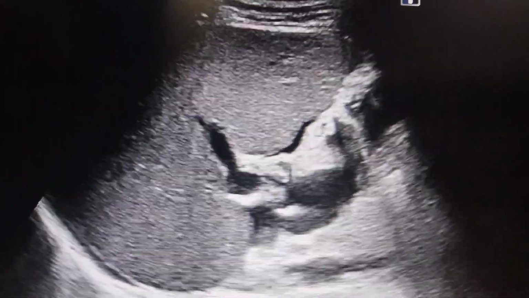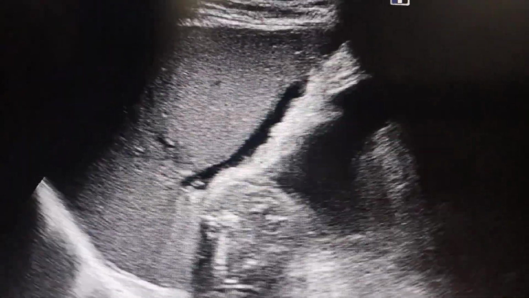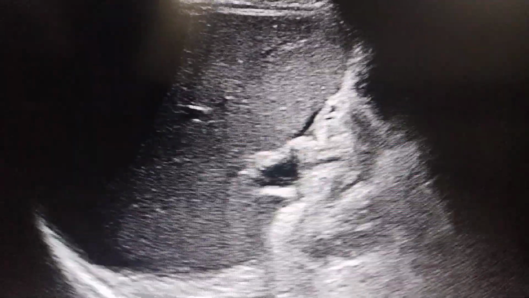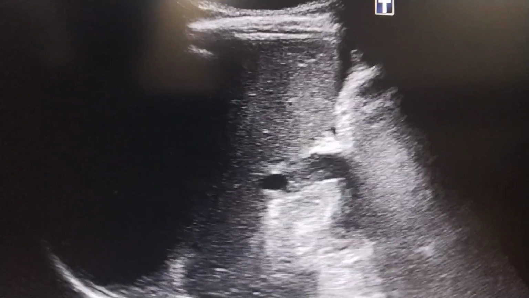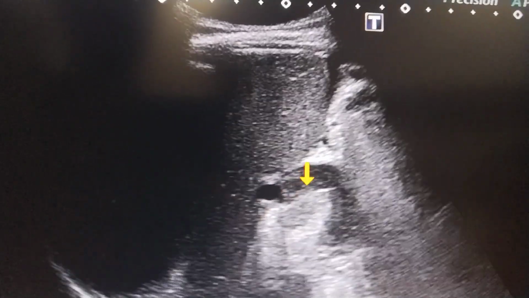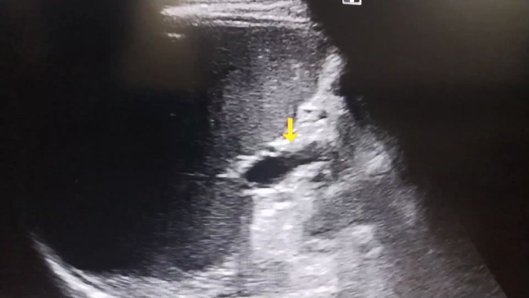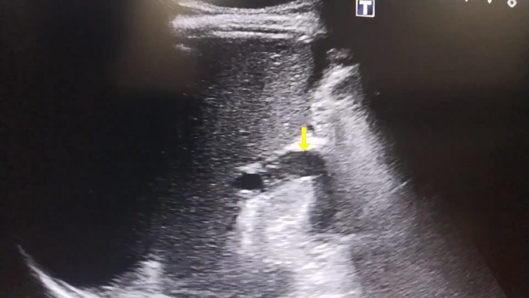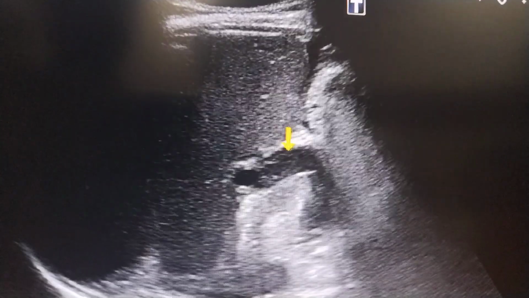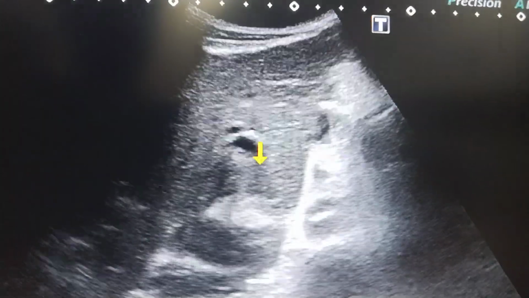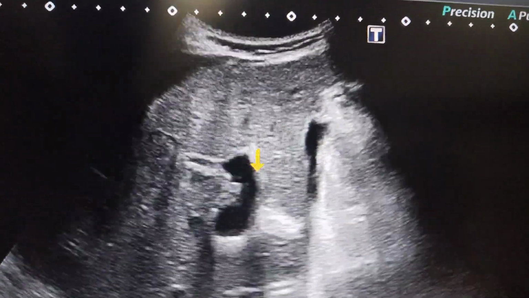So I am going to check the spleen. This is the spleen, which is also enlarged. And this is the splenic vein, whose diameter is also enlarged. It is also dilated. So there is a backflow to the splenic vein, resulting in splenomegaly.